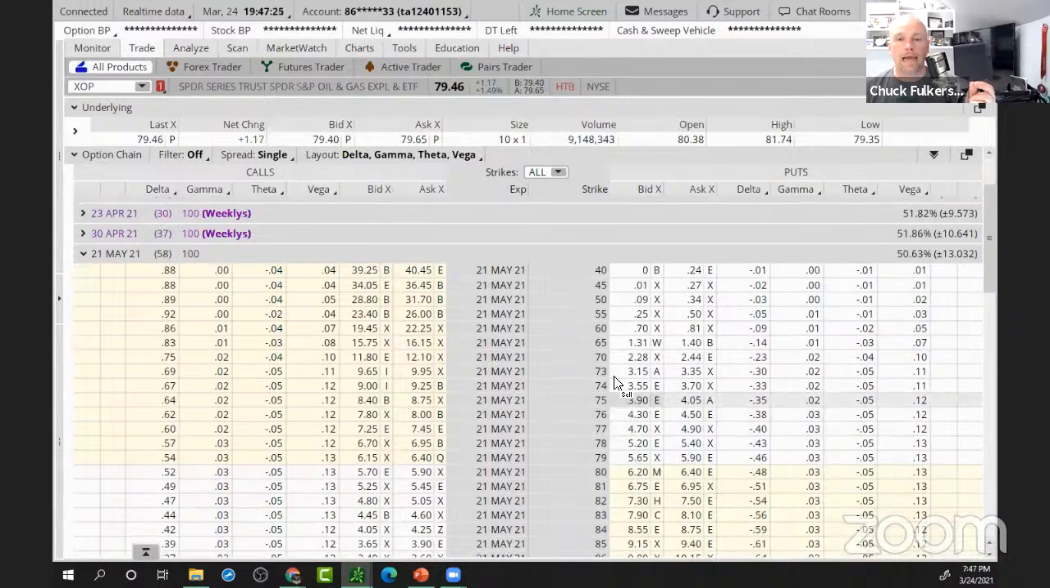If I go to May, I can sell the 65s for $1.31. Right? So I buy it back for $1.20. I sell the 65s for $1.31. Now my cost. So what does that do to my ultimate risk? What does that do to my ultimate level of risk?